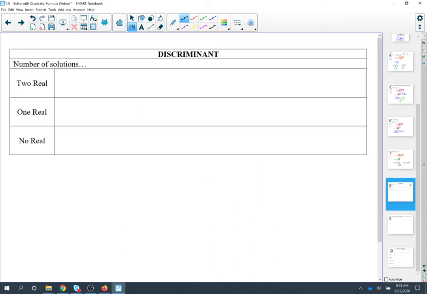Okay, so to recap, how do we tell without going through all of that work if we're going to have 2 real, 1 real, or no real? And the answer to that is we use the discriminant. The discriminant is the part under the square root. So the part under the square root is the parentheses b squared minus 4ac. If I use the big word discriminant, I'm telling you to look specifically at b squared minus 4ac.